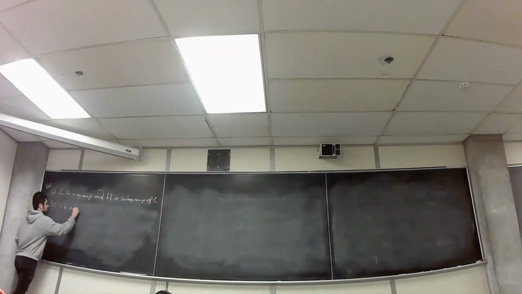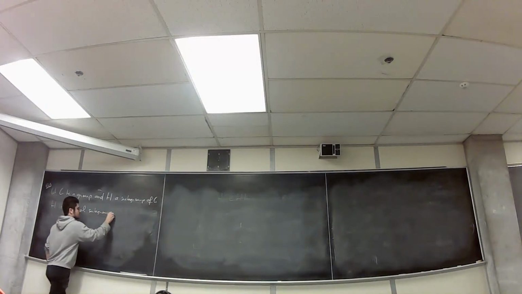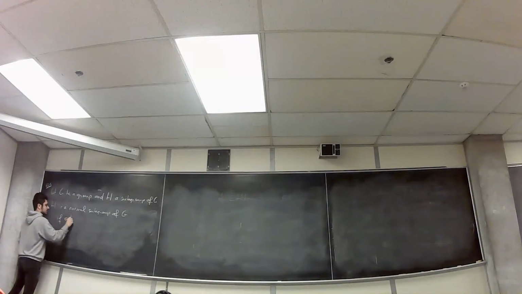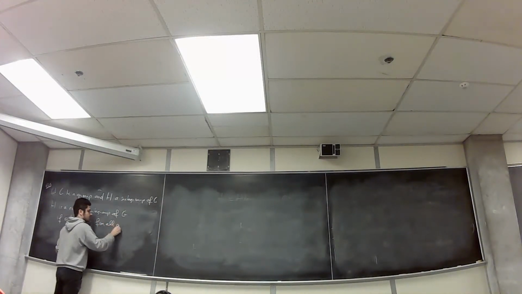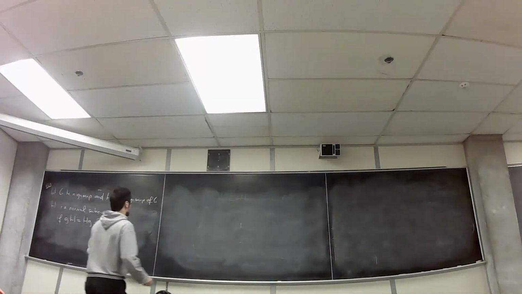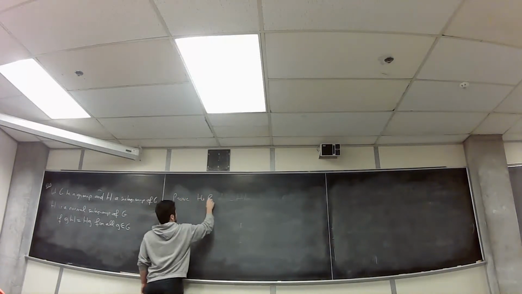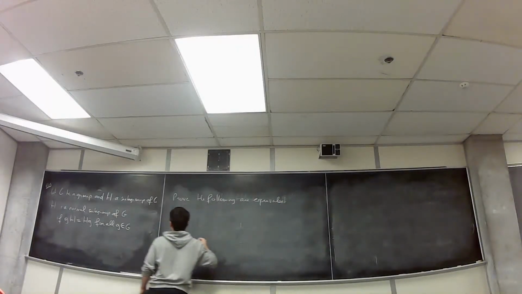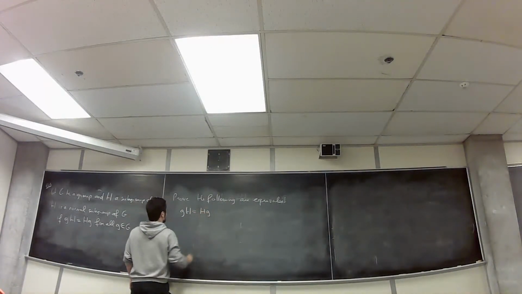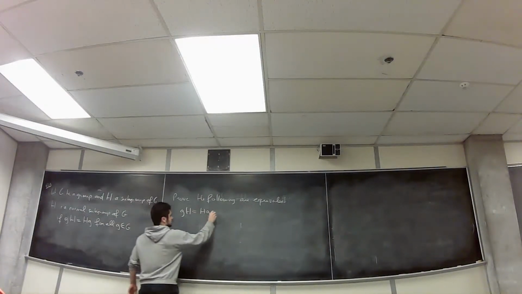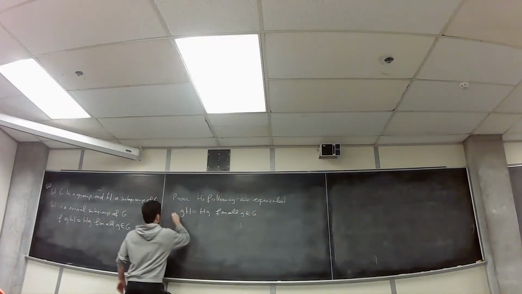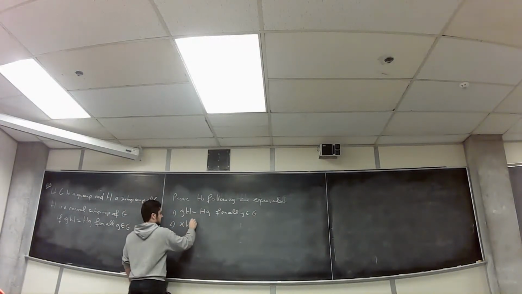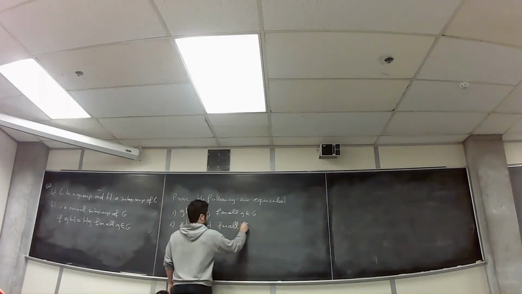So let G be a group and H a subgroup of G. Recall that H is a normal subgroup if gH is equal to Hg for all g in G. Now prove that the following are equivalent. 1, gH is equal to Hg for all g in G. And 2, x h x inverse belongs to H for all x in G and h in H.